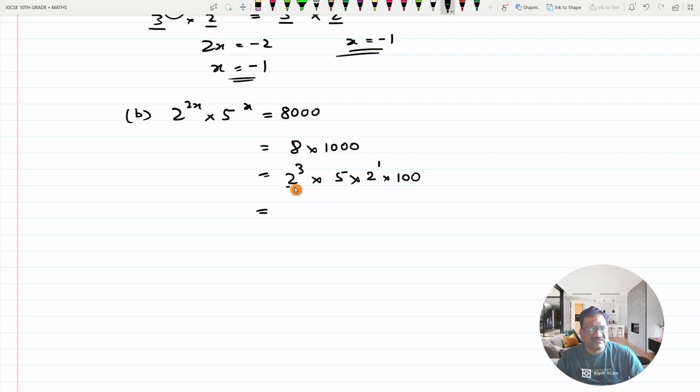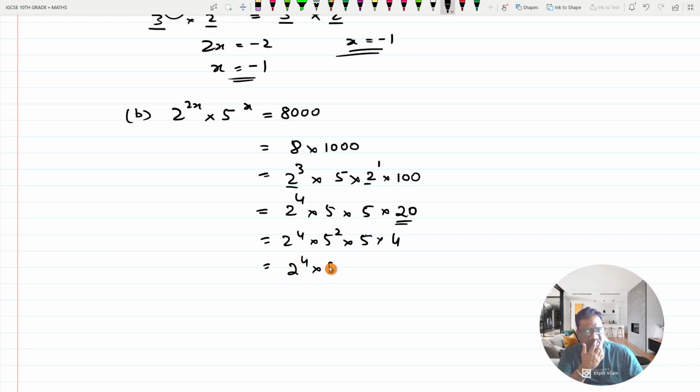Now this 2 raised to 3 into 2 raised to 1, I can write as 2 raised to 3 plus 1, 4. And this is 5, and this 100 can be written as again 5 into 20, isn't it? 25 is 100. So now I'm getting 2 raised to 4 and 5 raised to 2 and into 20. Now this 20, I'm going to write 5 into a 4. So now I'm getting 2 raised to 4 into 5 raised to 3. And this 4 can be written as 2 square. So ultimately I'm getting 2 raised to 4 plus 2, 6, and 5 raised to a 3.